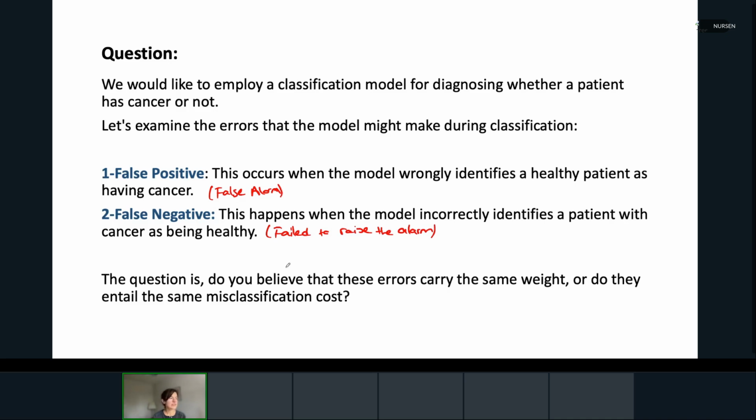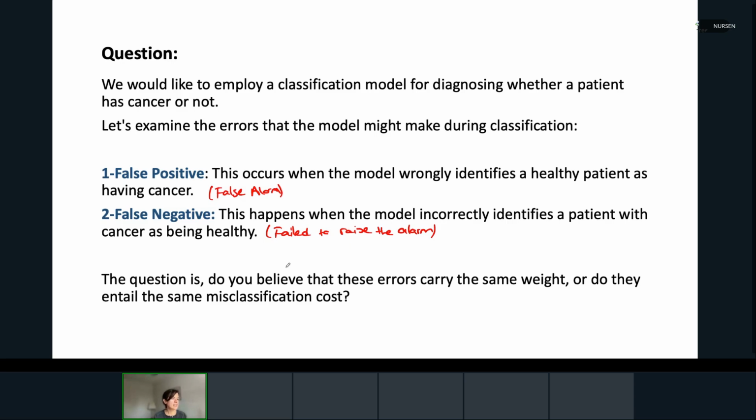I see one answer. Okay, now I see more answers. So false positive means we identify a healthy patient as having a cancer, and false negative means we miss the cancer patient and we identify them as healthy. Yes, I see several false negatives, which is correct.